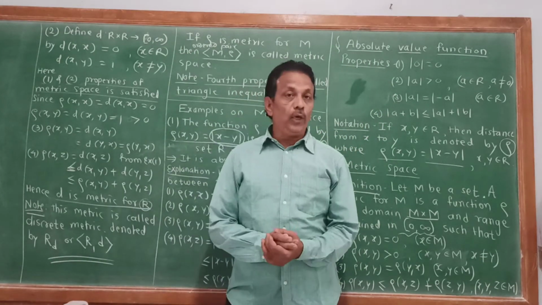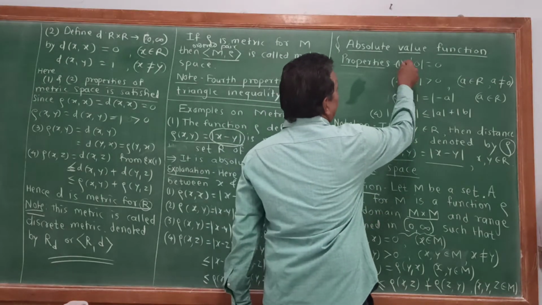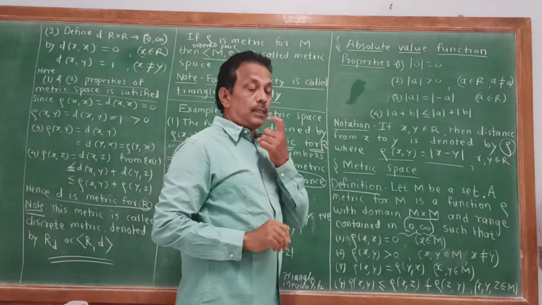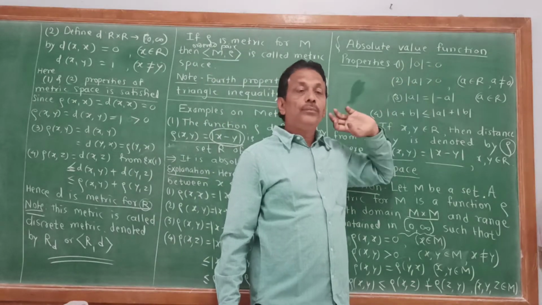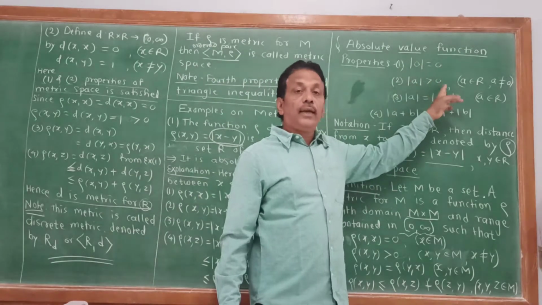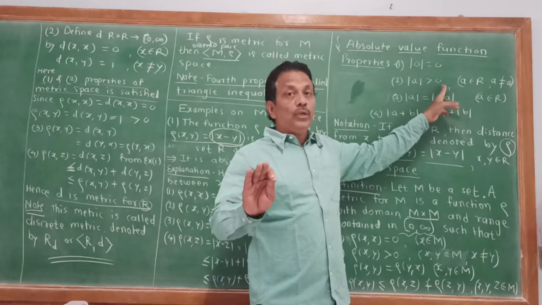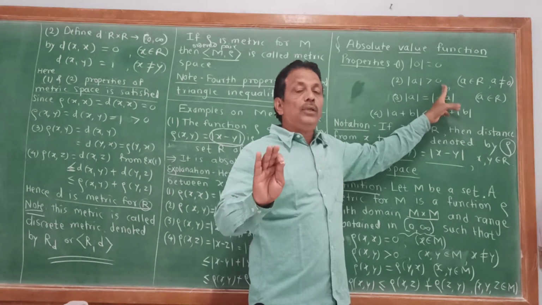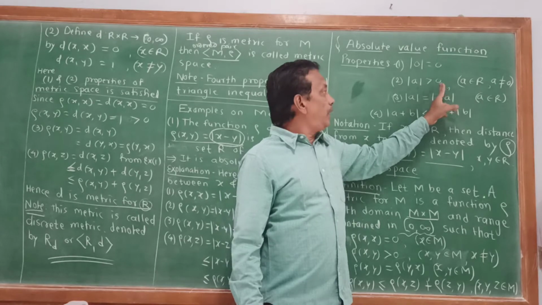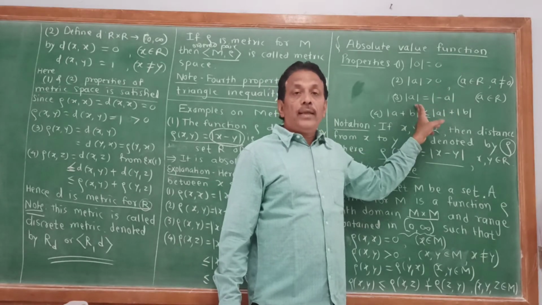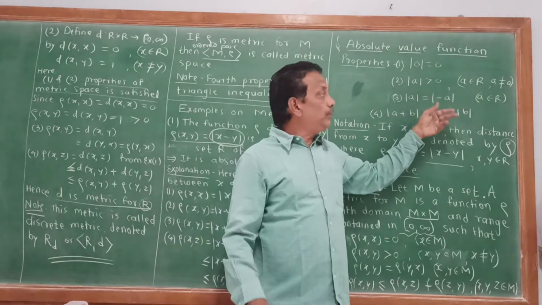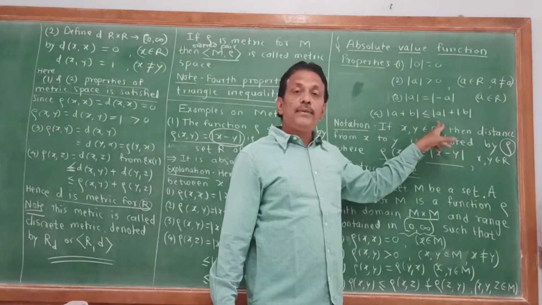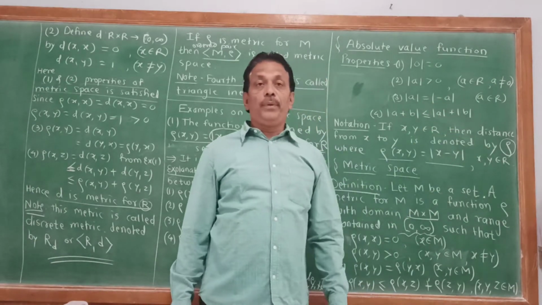Absolute value function. Here these are the main four properties of that absolute value function. Absolute value of 0 is 0. Absolute value of a is greater than 0 if a is non-zero. If a is non-zero, then it is greater than 0. Mod a is mod minus a, means both values are same. Mod a plus b is less than or equal to mod a plus mod b.